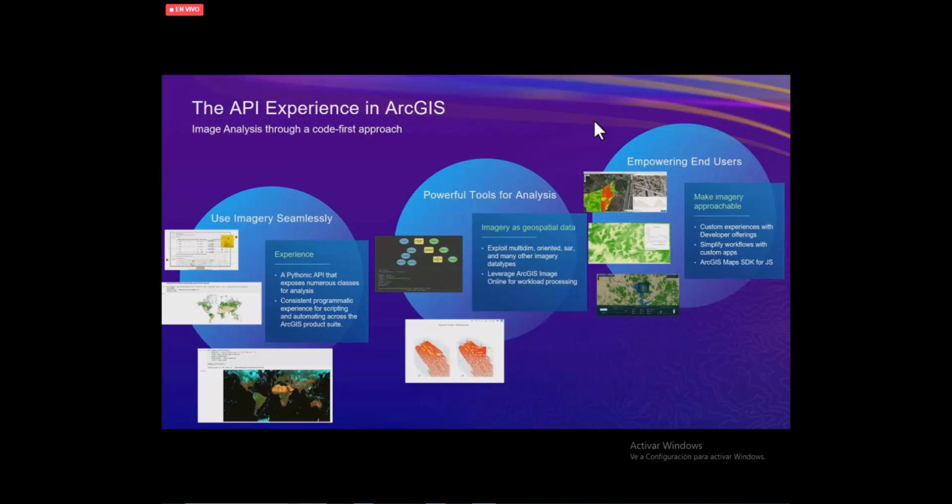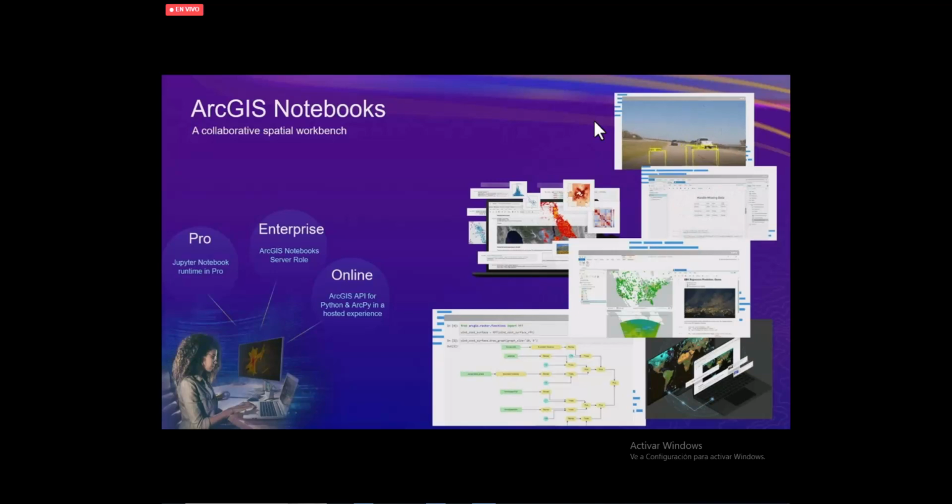And then empowering end users. So Cody was talking about Experience Builder. That is definitely a great option. Also using the JavaScript SDK in the middle, where we can get at actual cell values from hosted imagery that's published either to Enterprise or Online. And real briefly, a collaborative spatial workbench is ArcGIS Notebooks.